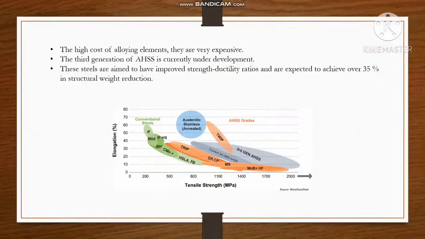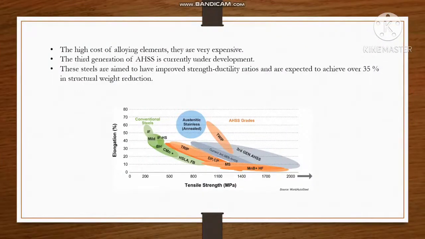But the high cost of alloying elements makes them very expensive. The third generation of AHSS is currently under development, so for now, manufacturers use the second generation. They still aim to have an improved strength and ductility ratio to achieve over 35% weight reduction.